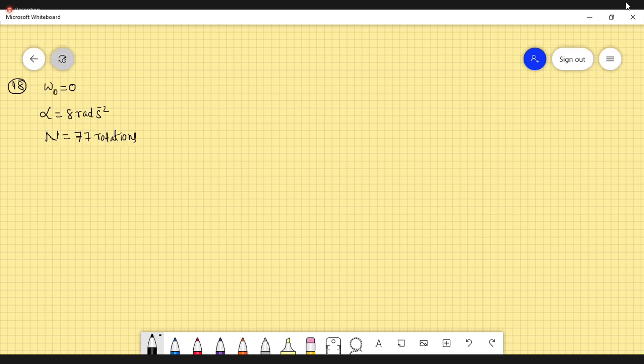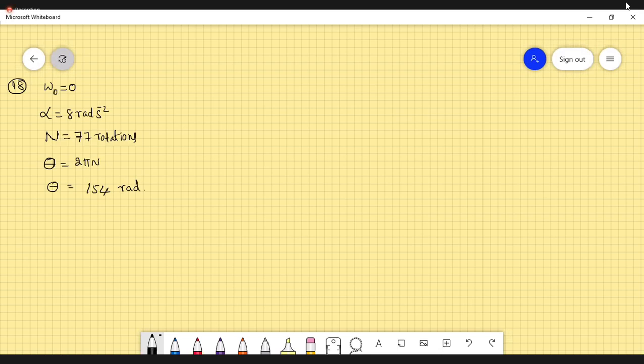Then 77. What is the total displacement here? Total displacement theta usually equals 2 pi N. So finally it will be 154 pi radians. This is the displacement.